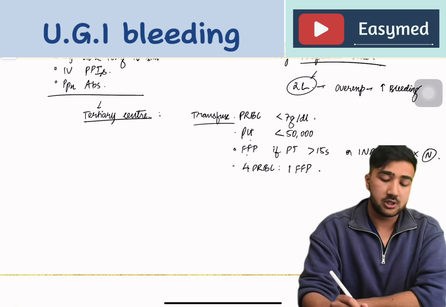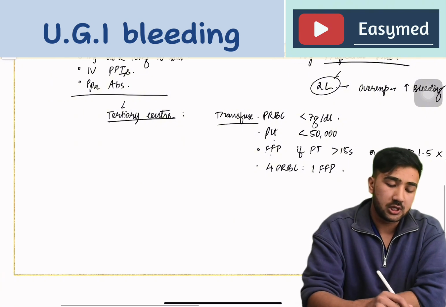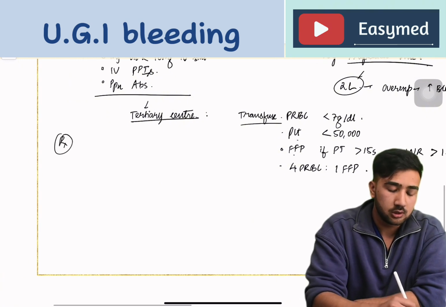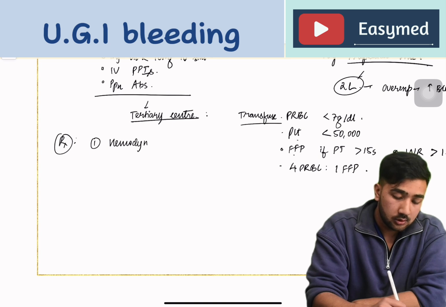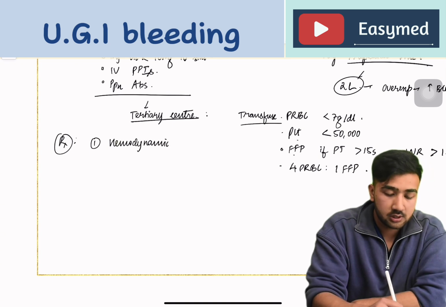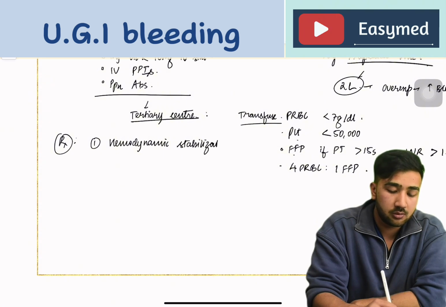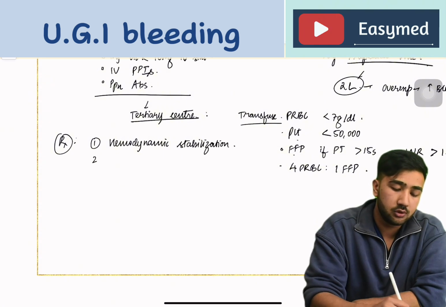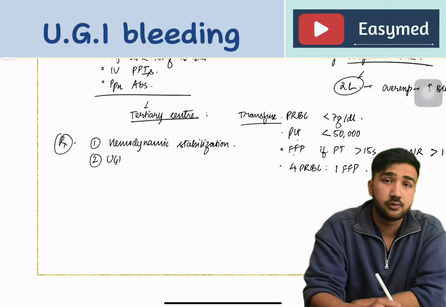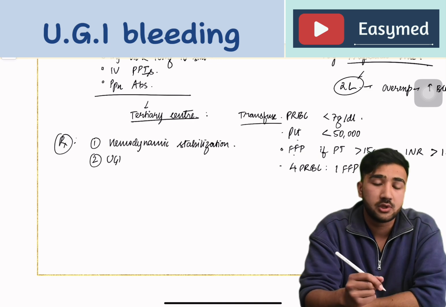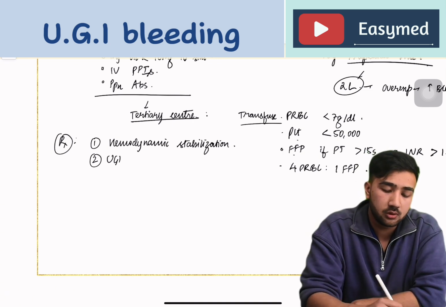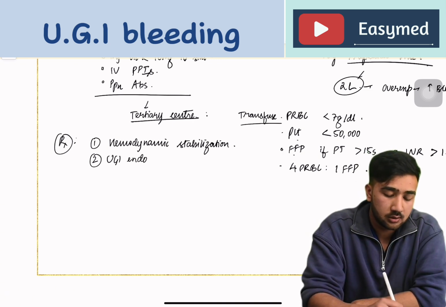त्यति गरिसकेपछि चाहिँ first and foremost step in the treatment is hemodynamic stabilization. In any case, hemodynamic stabilization is most important. And in case of UGI bleeding, because we have to do UGI endoscopy to find out the cause and do the definitive treatment, it is very important that we do the hemodynamic stabilization first.